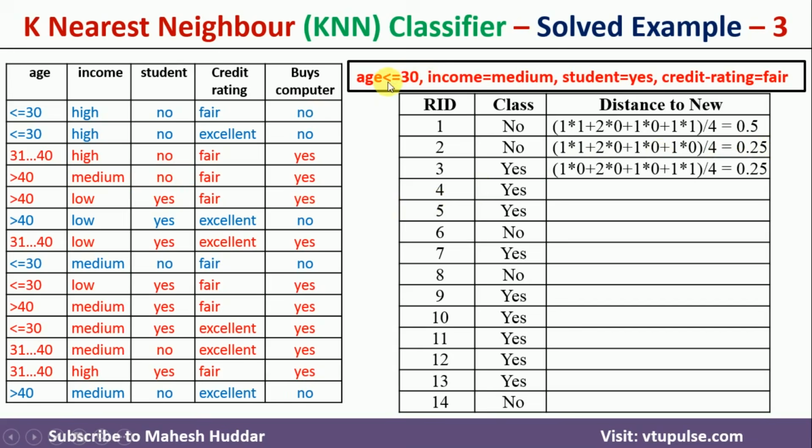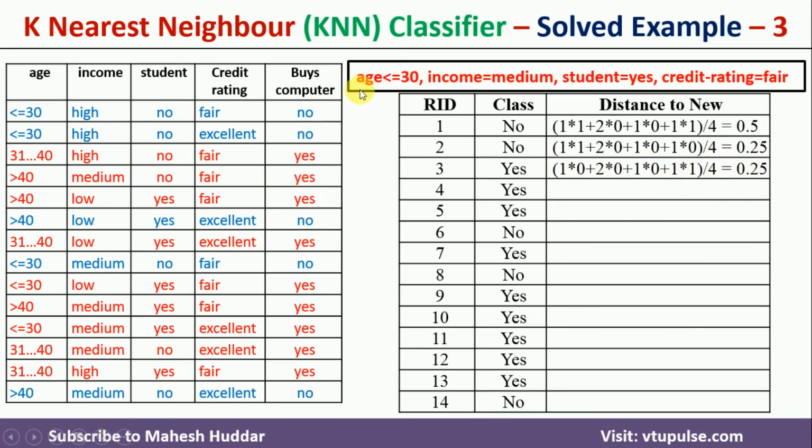Coming back to the third one, age is less than or equivalent to 30, here it is 31 to 40, so no match, delta is 0, weight is equivalent to 1 in this case. And second one is income is medium, income is high, no match, weight is 2 but delta is equivalent to 0 again. Student is equivalent to yes, here it is no, so again there is no match, so weight is 1, delta is 0 here. Coming back to the last one, that is credit rating is equivalent to fair, here also we have fair, both are matching, so delta is 1, weight is 1, answer is 0.25 in this case.